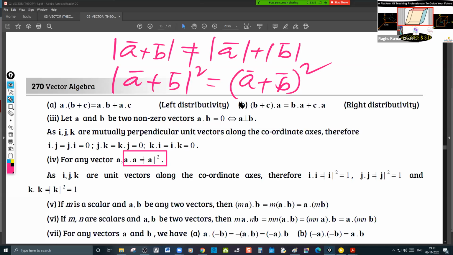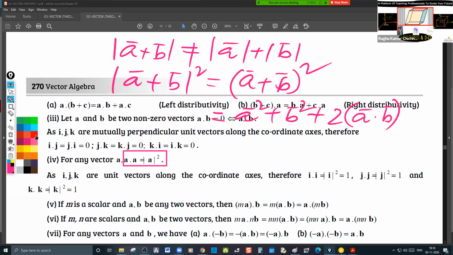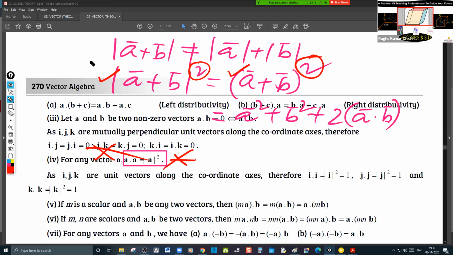Now, (A plus B) whole square is the algebraic formula A square plus B square plus 2AB, that is 2 into A dot B. Just observe carefully what the point to be noted is. You have modulus with square here, and you don't have modulus with square there. Both are equal. Then if you want only the modulus of A bar plus B bar, finally we take the square root of it. After finding (A plus B) whole square, we take the square root of it. That is the reason why this is the most important formula: A bar dot A bar is equal to mod A bar square.